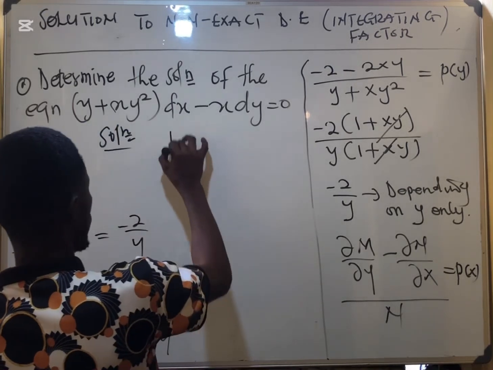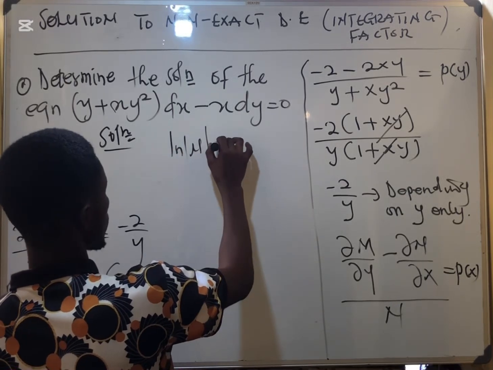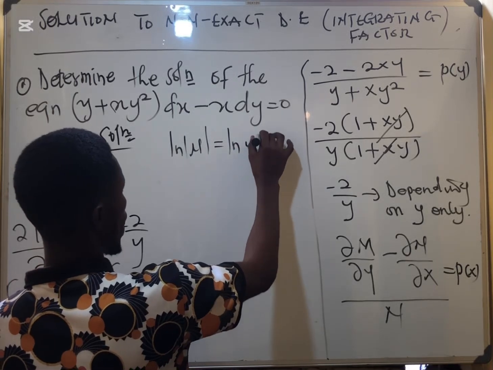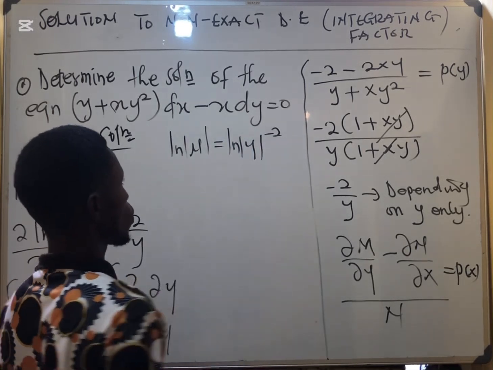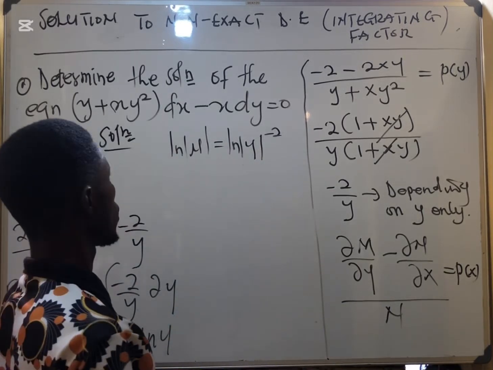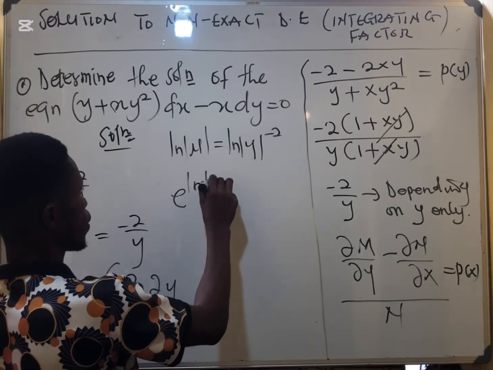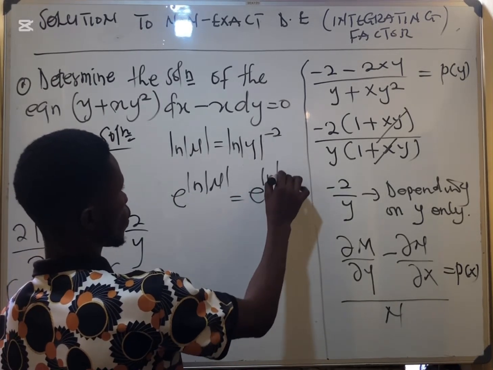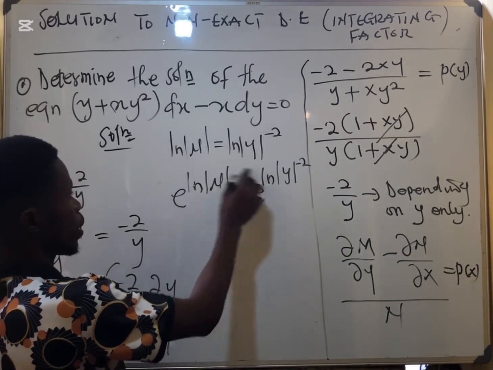So at this point, I have ln mu equals ln y to the power -2. This is logarithm, so when a number is here, it can come to the top here. That's all. Looking at this one, I can take e on both sides, so that e to the ln mu equals e to the ln y to the power -2. We are taking e so that the ln will go away.